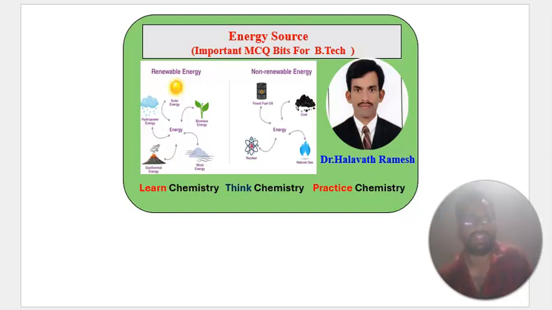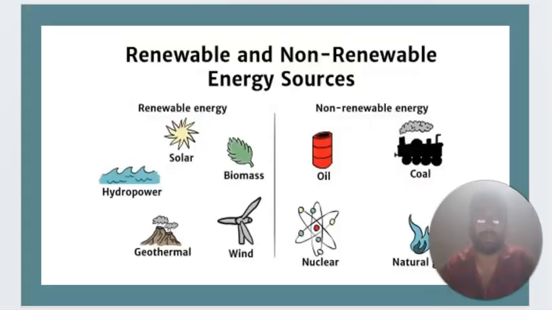Now coming to the first one. Energy is nothing but the ability to do work, simply you call it energy. Energy is mainly of two types: one is renewable energy, another one is non-renewable energy. Renewable and non-renewable energy sources are the major types. I am showing them here in this slide. You can see what is renewable and what is non-renewable.